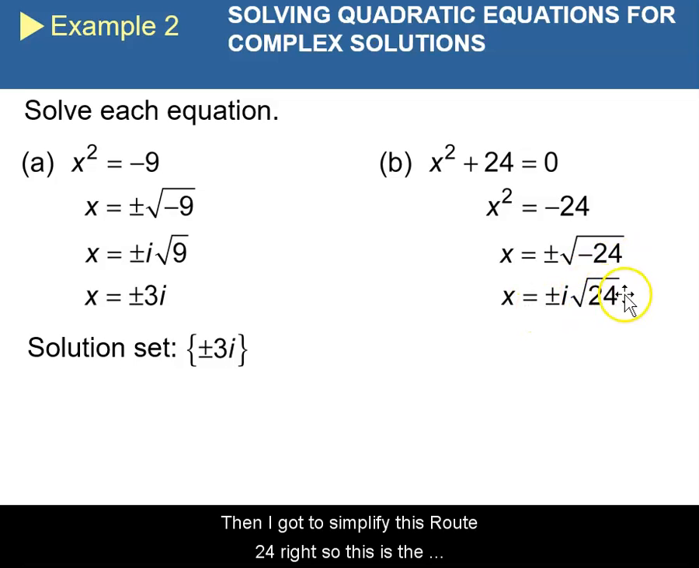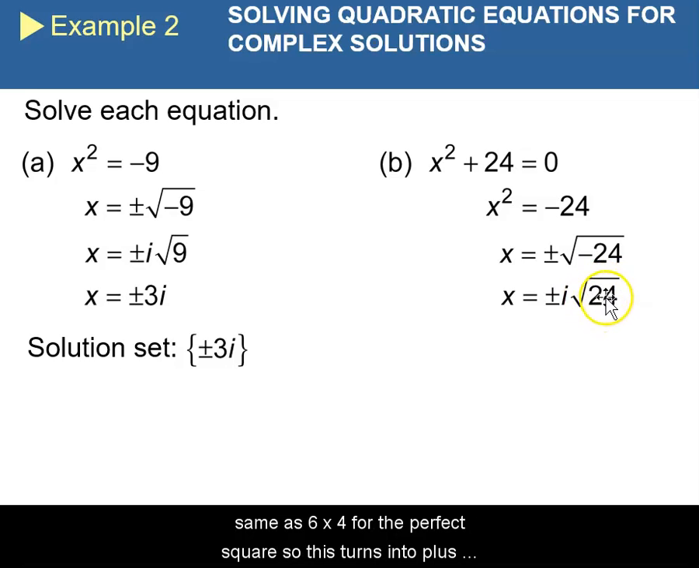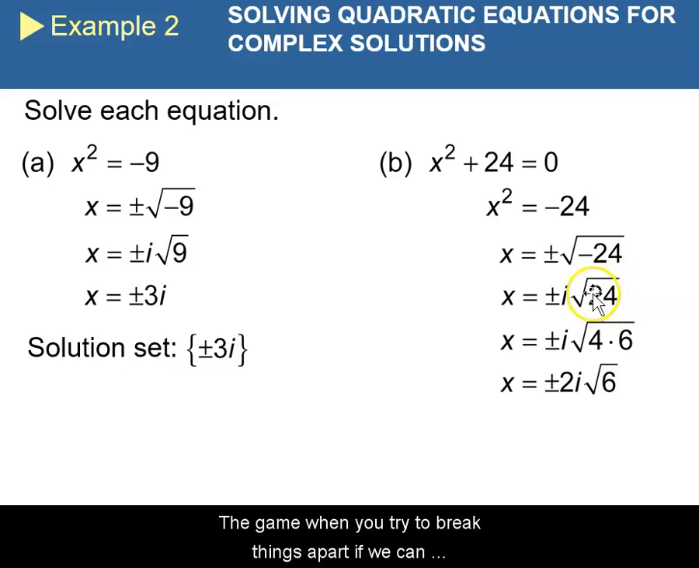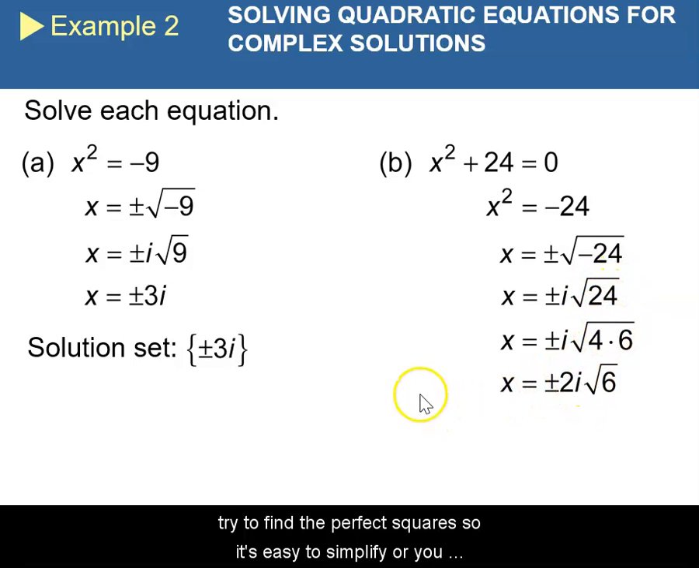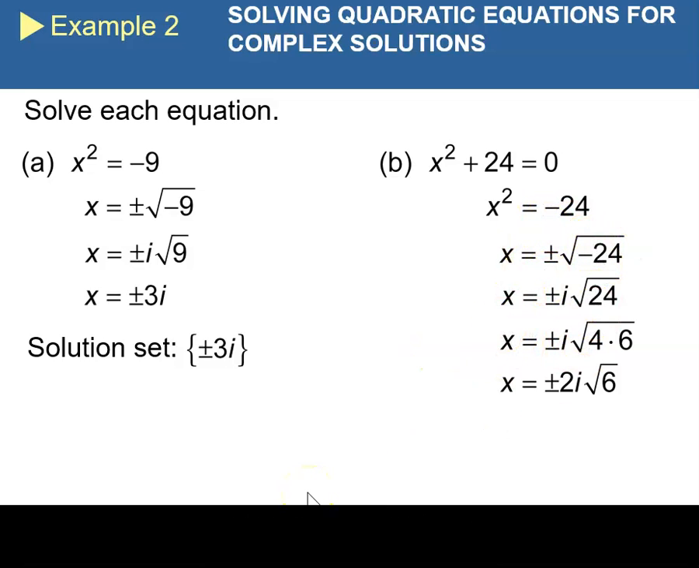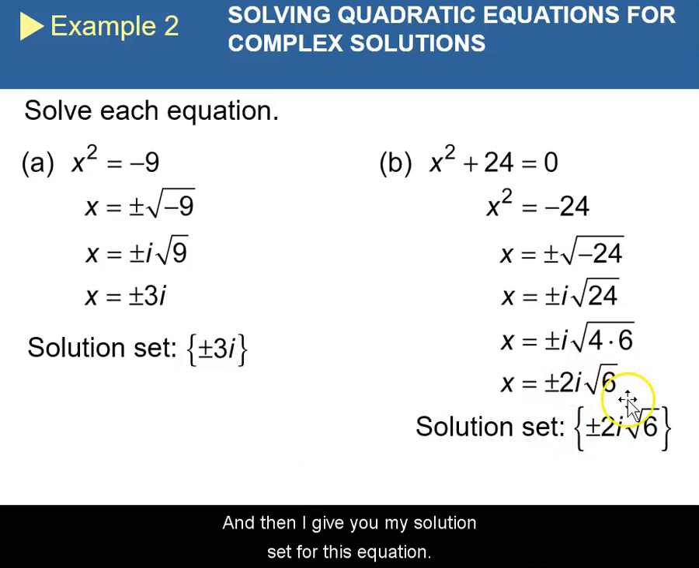And then I got to simplify this root 24, right? So this is the same as 6 times 4. 4 is a perfect square. So this turns into plus or minus 2i root 6. Okay. So again, when we try to break these apart, if we can, try to find the perfect squares so that it's easy to simplify. Or you can just break it down into factors and look for pairs. However you guys know how to do this is fine. Okay. And then that gives me my solution set for this equation.